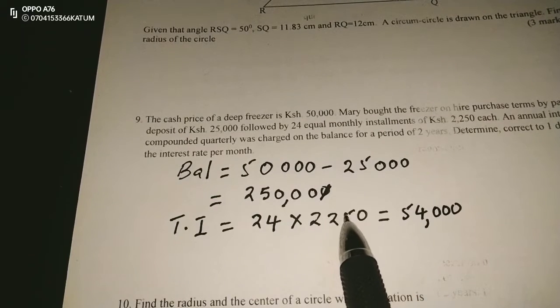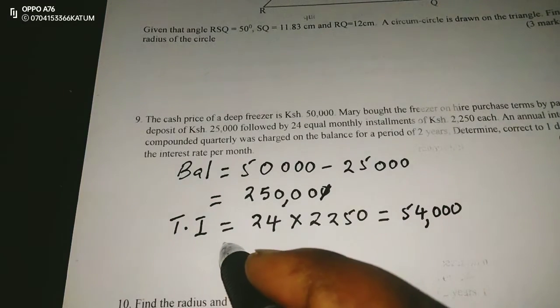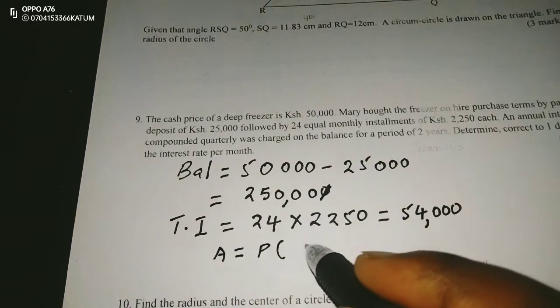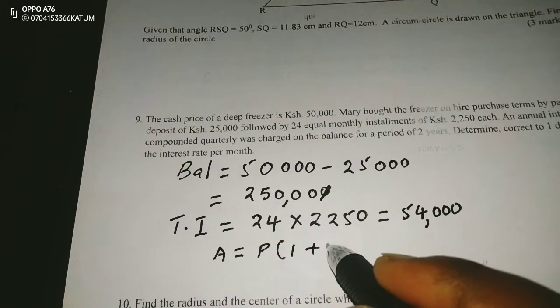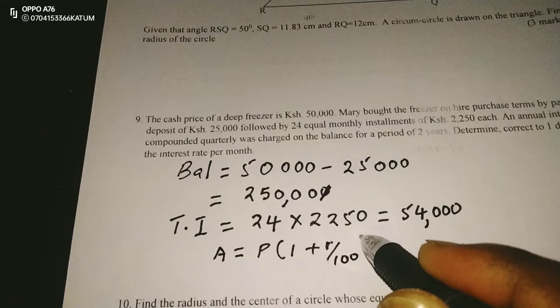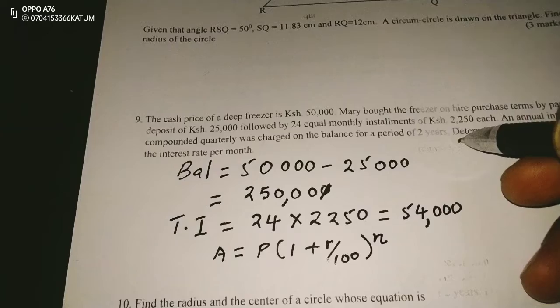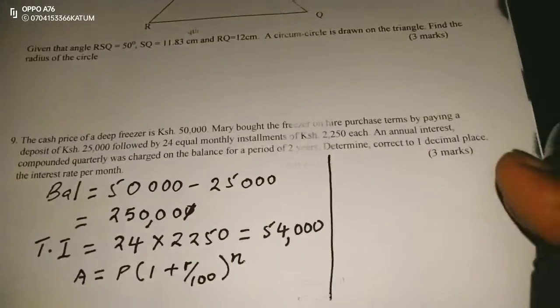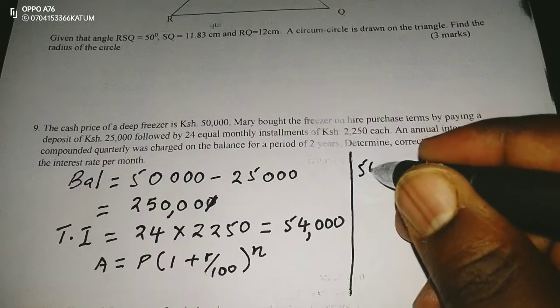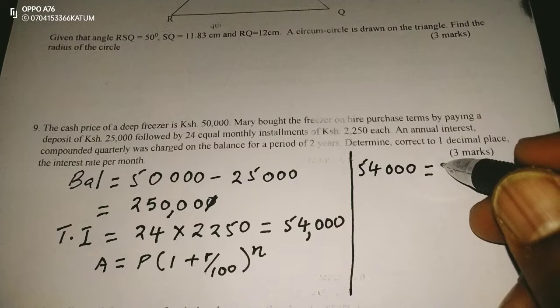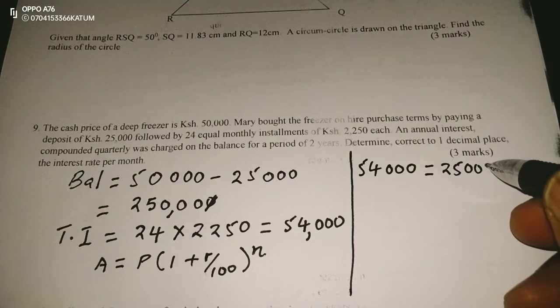simply because a certain interest has been charged on this balance. That means we're going to say that amount is usually given by principal into 1 plus rate, which is a percentage, raised to n. With this formula, we can know the rate because all the other parameters are known. We're going to pay a total of 54,000. The money will accumulate to 54,000, and the principal, the initial balance, was just 25,000.